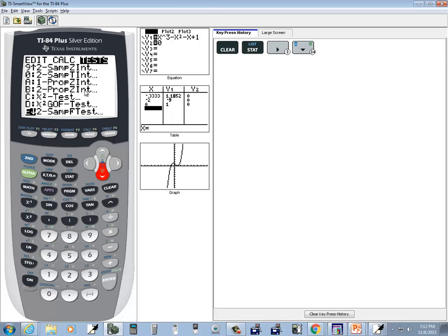Now the 2 prop z-int is for proportion, so that one's pretty easy to see when to use. The 2 samp z-int and 2 samp t-int are both for mean. Now the z-int is if sigma is given. T-int is if sigma is not given. Well, nowhere in this problem are we given sigma, so we want to use 2 samp t-int.